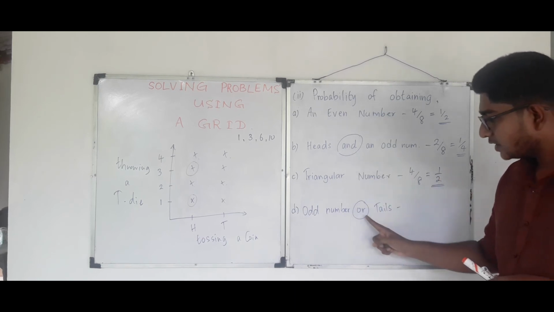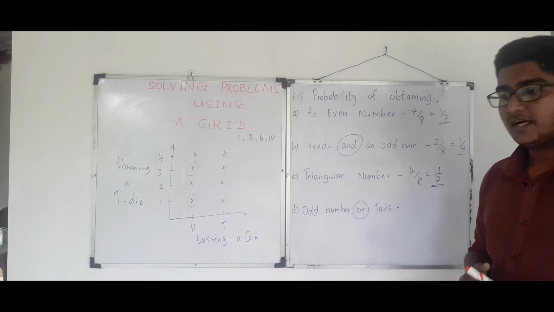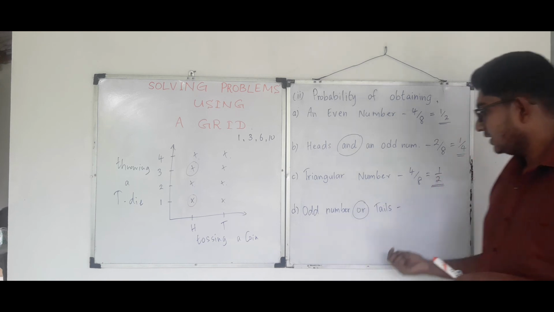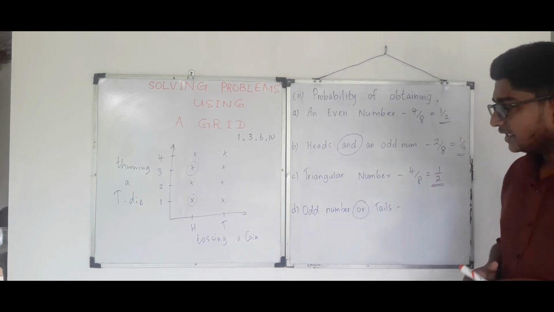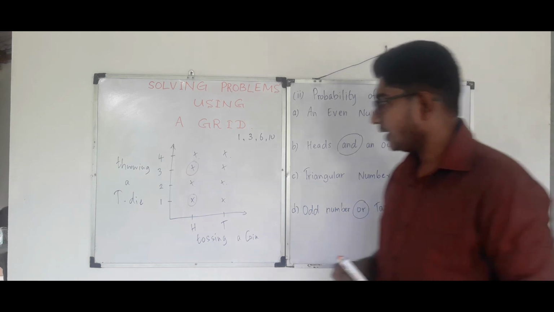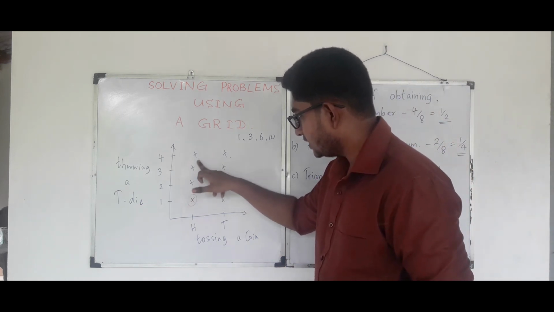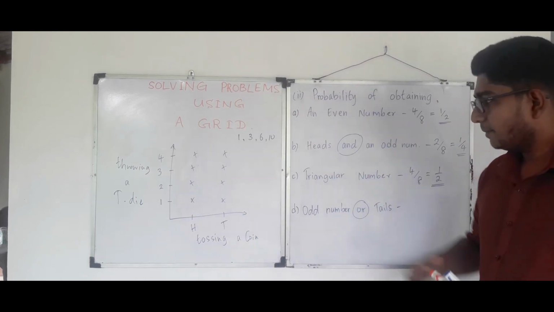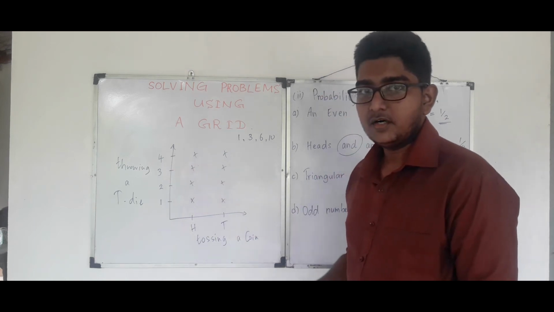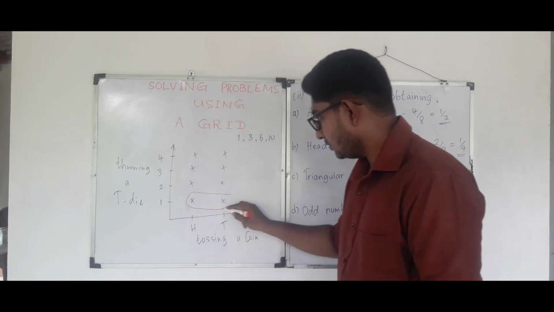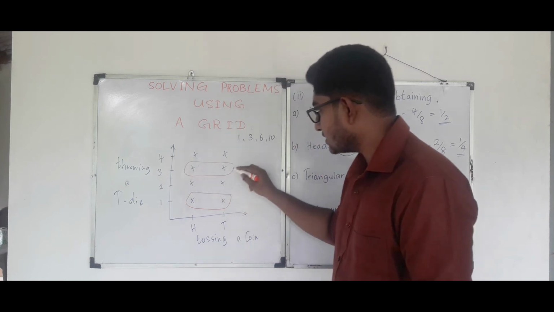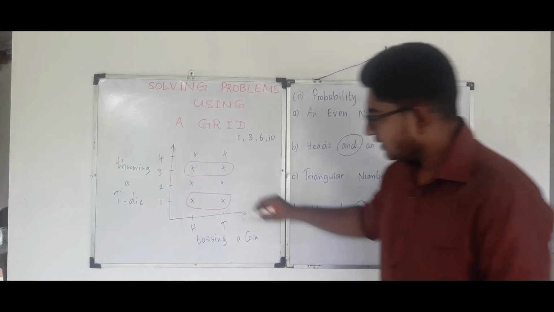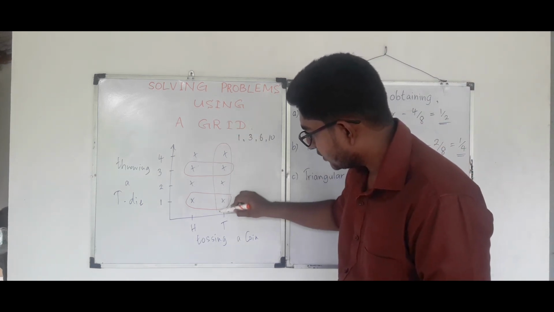If it is connected with OR, what is the meaning of OR? Either this or this. Either it can be an odd number or it can be a tail. So first I will take odd numbers. Let me erase these things. So odd numbers 1 and 3, they are odd numbers. So I can obtain these 4 crosses or tails. Tails means these 4 crosses.